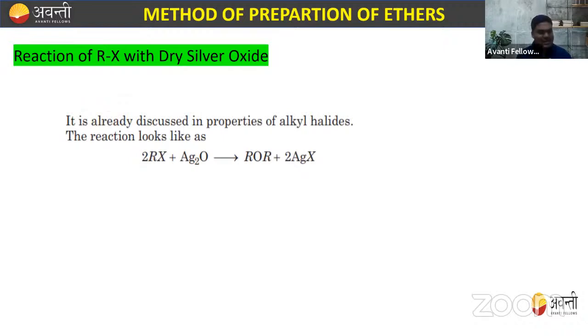Now, the second method for the preparation of ether is the reaction of alkyl halide with dry silver oxide. We already covered this method of preparation in the alkyl halide chapter. Whenever the alkyl halide is treated with dry silver oxide, or moist Ag2O, it will give an ether as well as AgX, some salt of silver.